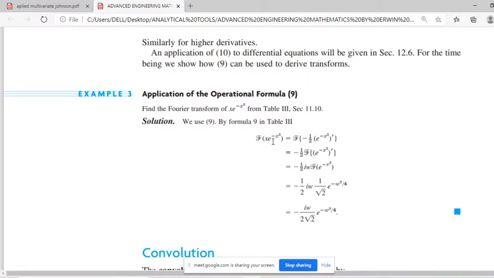So instead of this one, we can consider x into e raised to minus x square as the derivative of this function. So what is f? F is minus 1 by 2 into e raised to minus x square. So the derivative of that function is x into e raised to minus x square. So we have to find the Fourier transform of that derivative. By the linearity property, that minus 1 by 2 can be taken outside, so that will be minus 1 by 2 into F of the first derivative of e raised to minus x square.